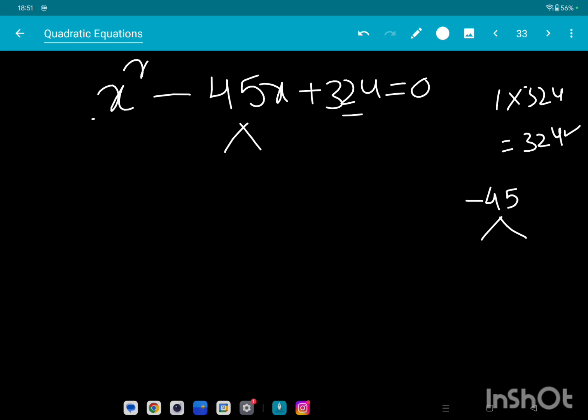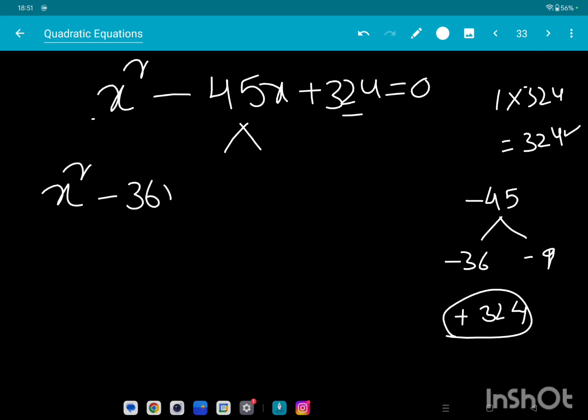Can I write it as minus 36 and minus 9? What is that product? 9 6s are 54, 9 3s are 27, 27 plus 5 is 32, minus into minus is plus, so we get 324 only. So I can write it as x square minus 36x minus 9x plus 324 is equal to 0.